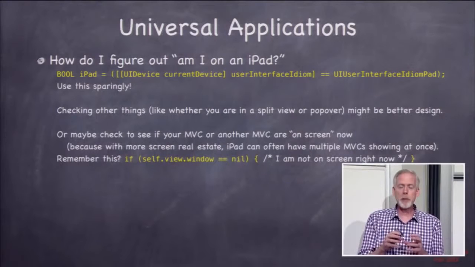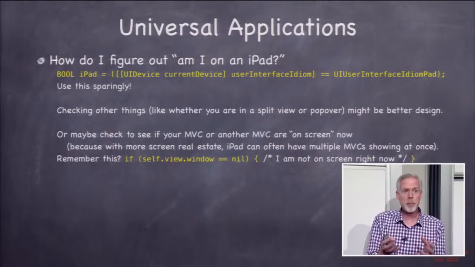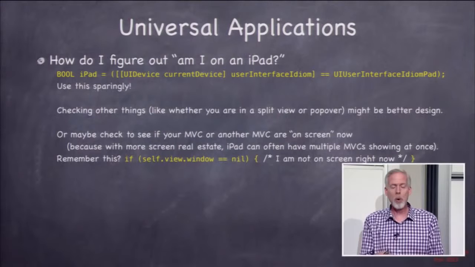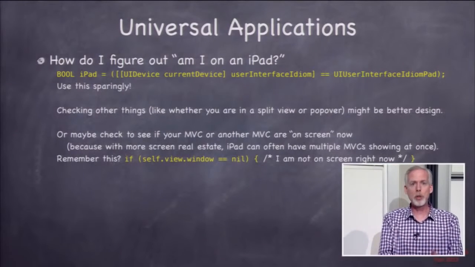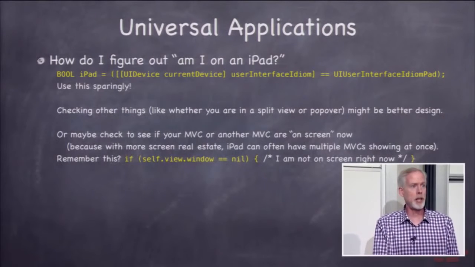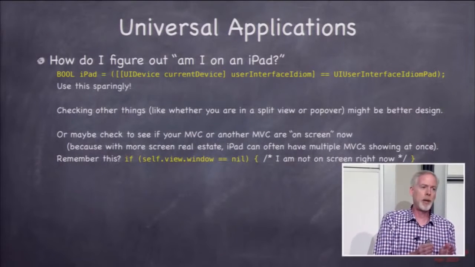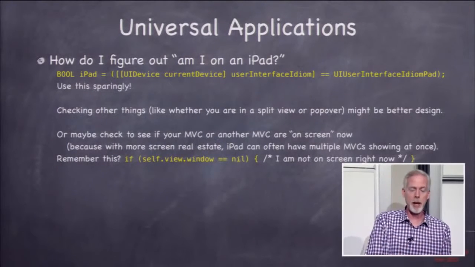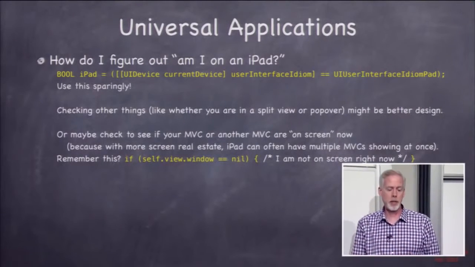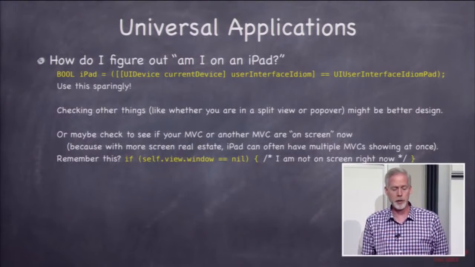I kind of recommend thinking about if there are other things to check first before checking if you're on an iPad, like are you in a split view controller, right? Is your current MVC in a split view controller? And I'm going to show you how you can check that. Or is the MVC that I want to talk to, or is myself, my MVC, on screen right now? Because on an iPad, it might be on screen because there's more room for more MVCs to be on screen. Whereas on an iPhone, it might not be on screen. So there's something to check first. Before checking, am I on an iPad, just check, am I on screen? Or am I in a split view controller? Or am I in a popover, okay? So we're going to show how to check if you're in a split view controller in a second here.